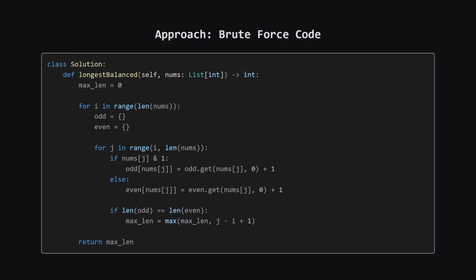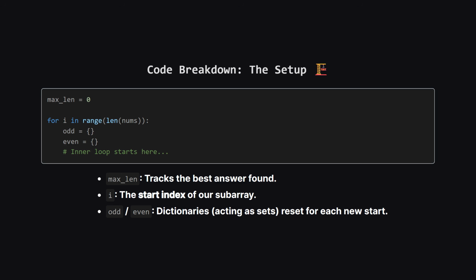Take a quick look, and then we'll break it down piece by piece in the next few slides. First, let's look at the setup. We initialize a variable called maxLen to 0. This will hold our final answer. Then, we start our outer loop with the variable i. This i represents the starting position of our subarray.